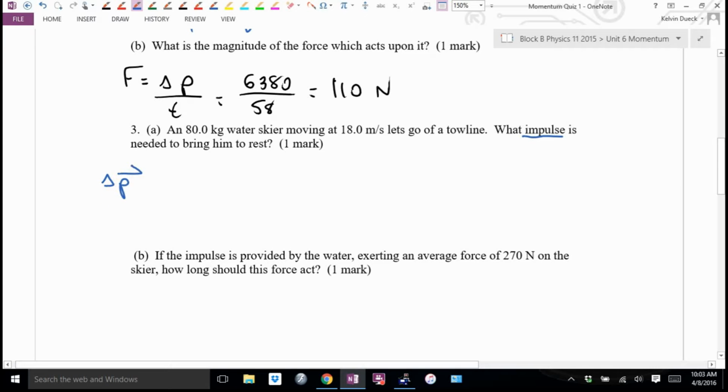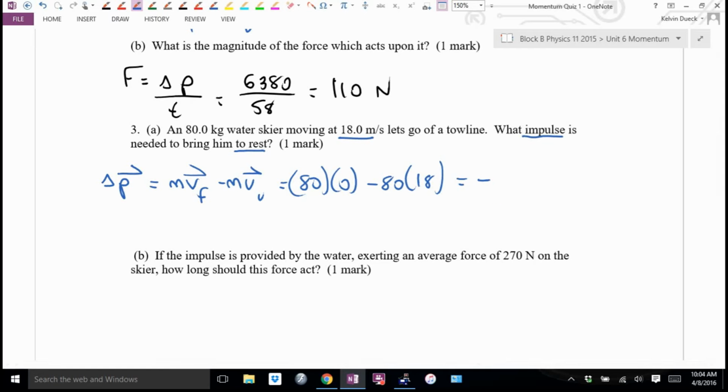It says to rest. There's v final. Oh, there's v initial. I can do the same thing. It's m v final minus m v initial. It's going to be 80 times 0 minus 80 times 18. It's going to be negative. 80 times 18 is going to be 800 plus 864?